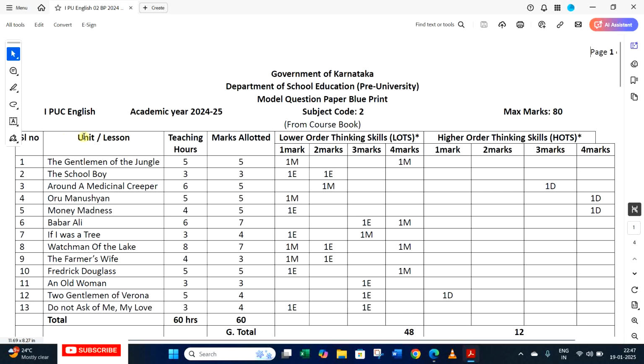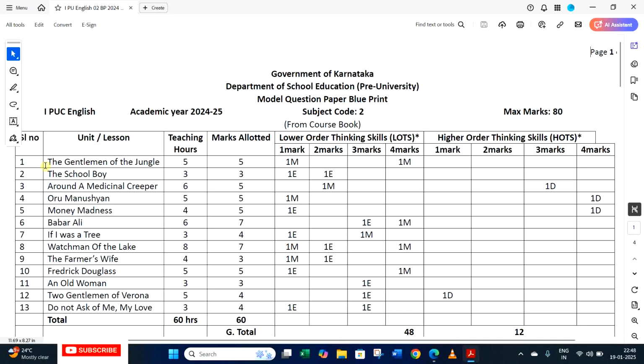Here you will find units and lessons, right? You will find all units, around 13 units in the PUC first year English course book. Here you will find, my dear students, teaching hours and the marks allotted to each unit lesson. And then there are two columns: lower order thinking skills, that is LOTS, and higher order thinking skills, that is HOTS. So you will find how marks are divided.